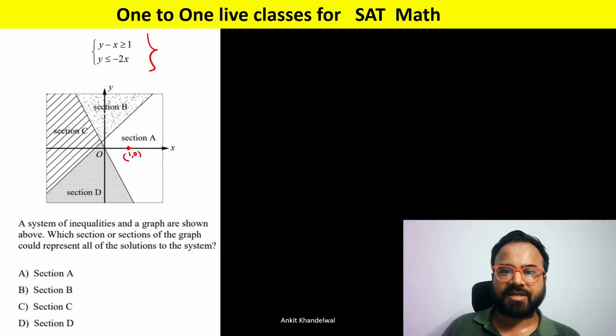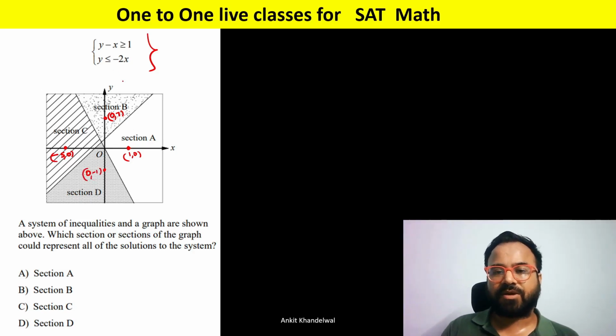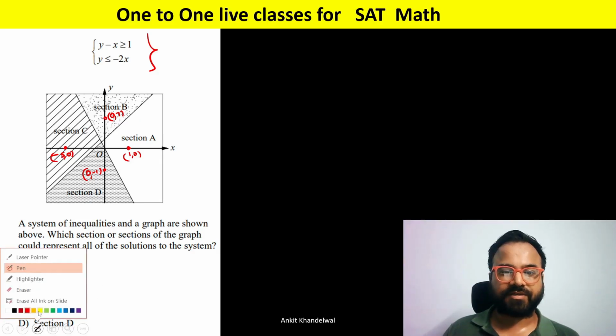In section B, you can say the point, let's say, 0 comma 7. Any point you can take. In section C, you can say minus 5 comma 0. You can take minus 4, 0 also. And in section D, you can take any one point, 0 comma minus 1. So this point should satisfy both the inequalities. If it is satisfying both the inequalities, then section A will be the answer. Otherwise we will check with section B.